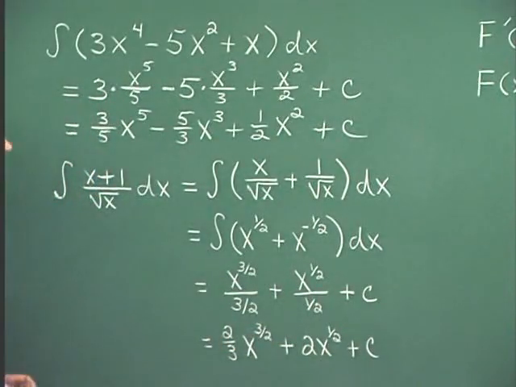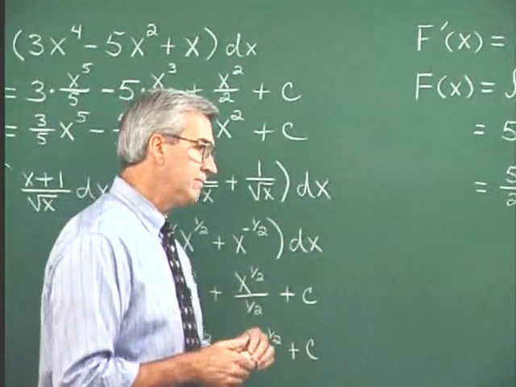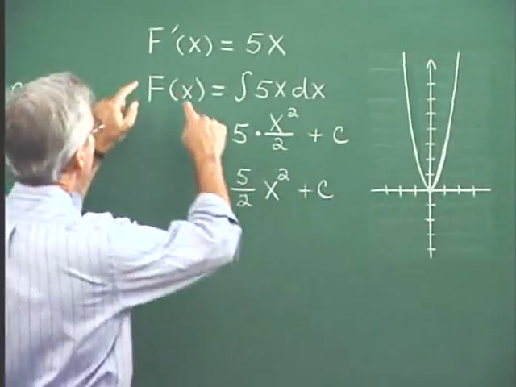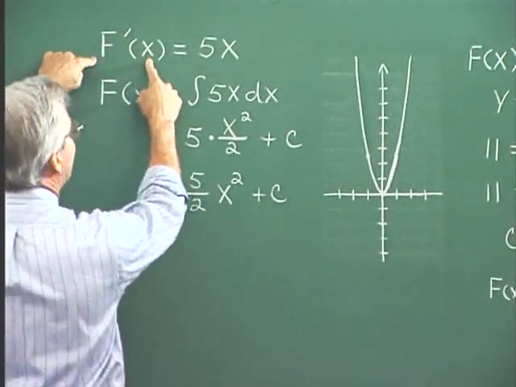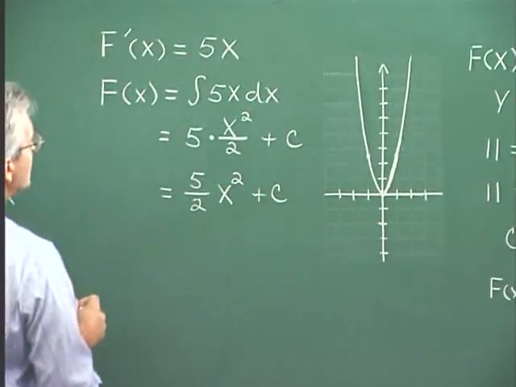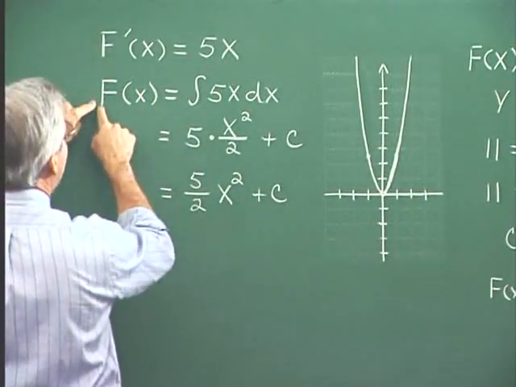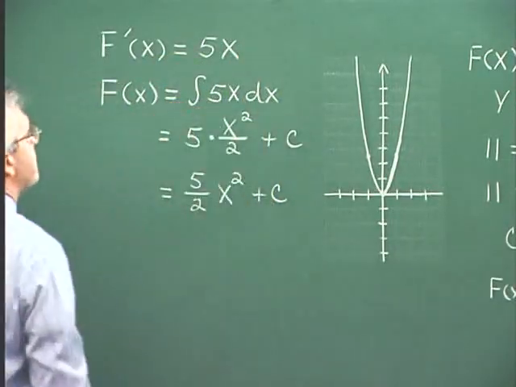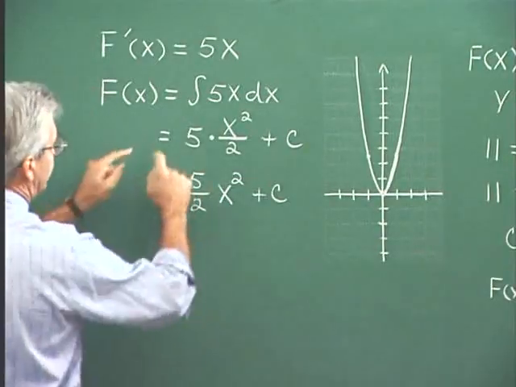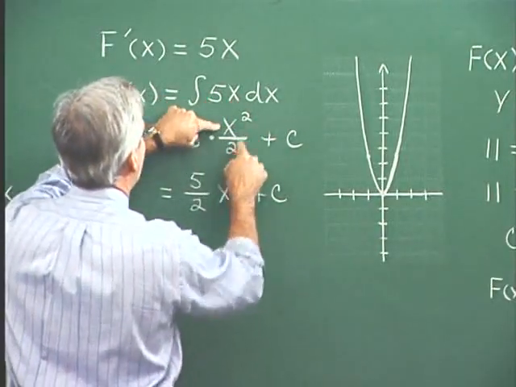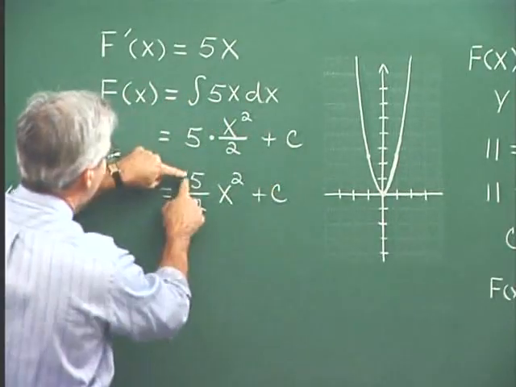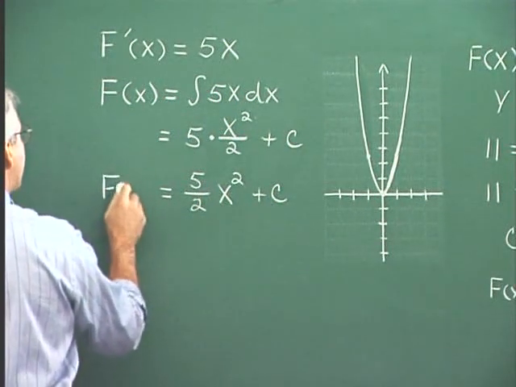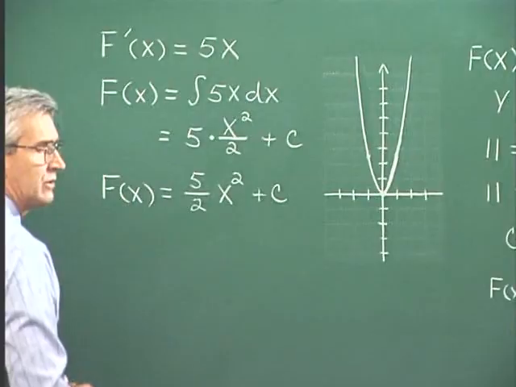but for our purposes, this is just fine. Consider this problem. Now that we know some things about integration, suppose we start with the notion that f prime of x is 5x. So f of x, the big F of x, is the integral of 5x dx. And that integral is, well, let's see, it's 5 times x squared over 2 plus c, or 5 over 2 x squared plus c.